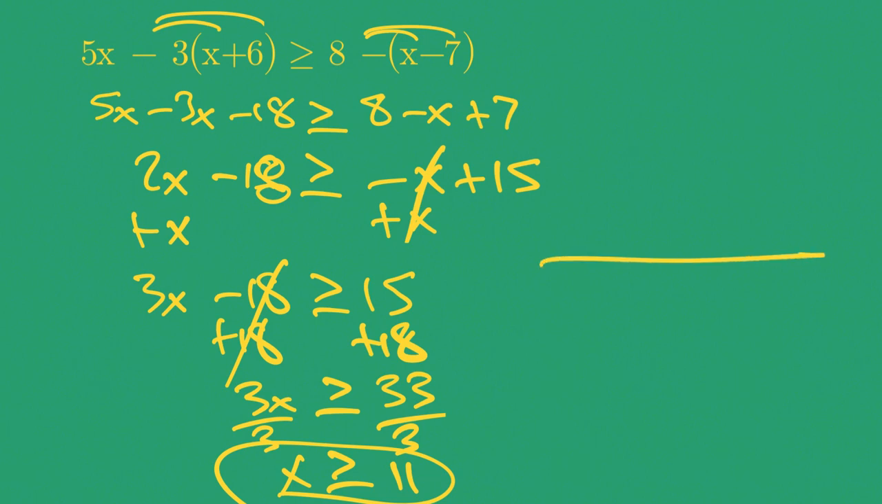Number line? 0, 11. Open or closed circle? This one will be closed. That means we can include the 11. And where do you find values greater than or equal to 11? Right or left? Find them to the right. Okay?